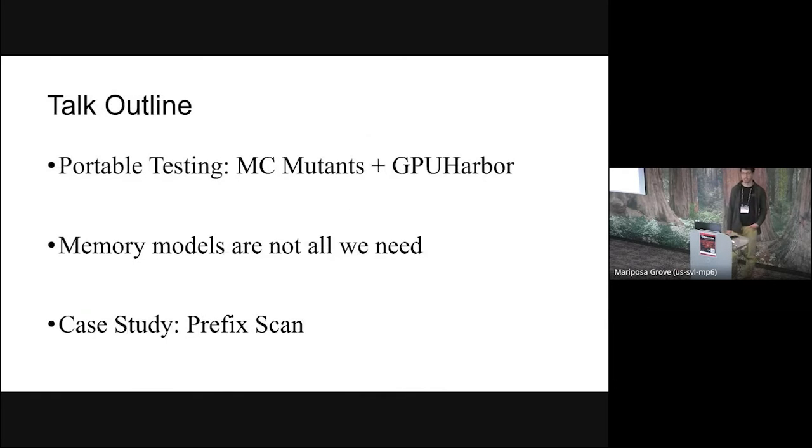So that was a long introduction, but I'm going to spend a decent amount of the rest of the talk talking about our work on this, which is portable testing in our two papers, MC Mutants and GPU Harbor. And then after that, I'm going to go briefly and talk about why memory models are actually not all we need to write applications that are interesting. And then I'm going to use a prefix scan algorithm as a case study for putting that all together.